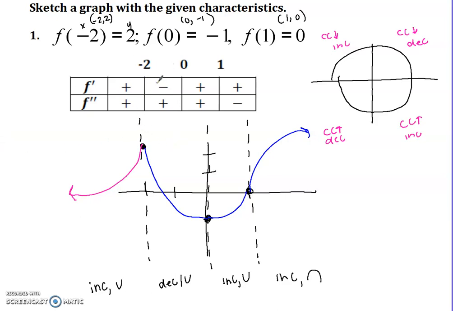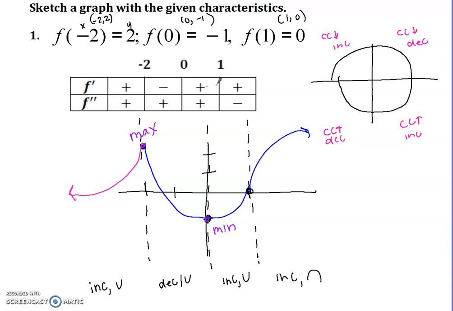So remember, max and mins are where the increasing, decreasing changes. So at -2, it changes. So I can see this is a maximum point. It's a high point. At 0, it changes from negative to positive. So I can see right here, this is a minimum.